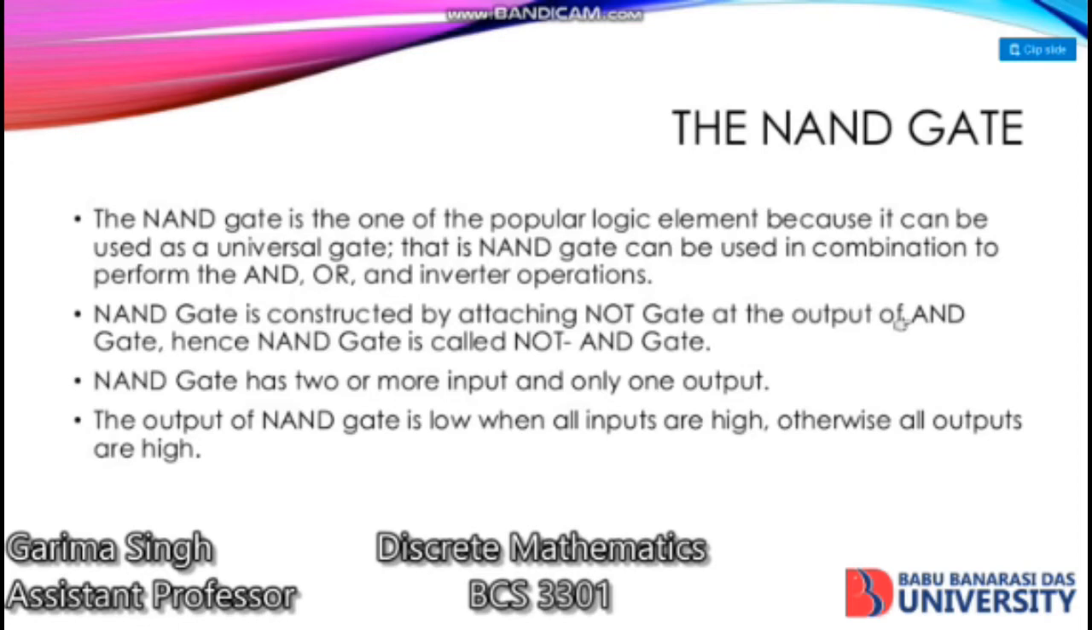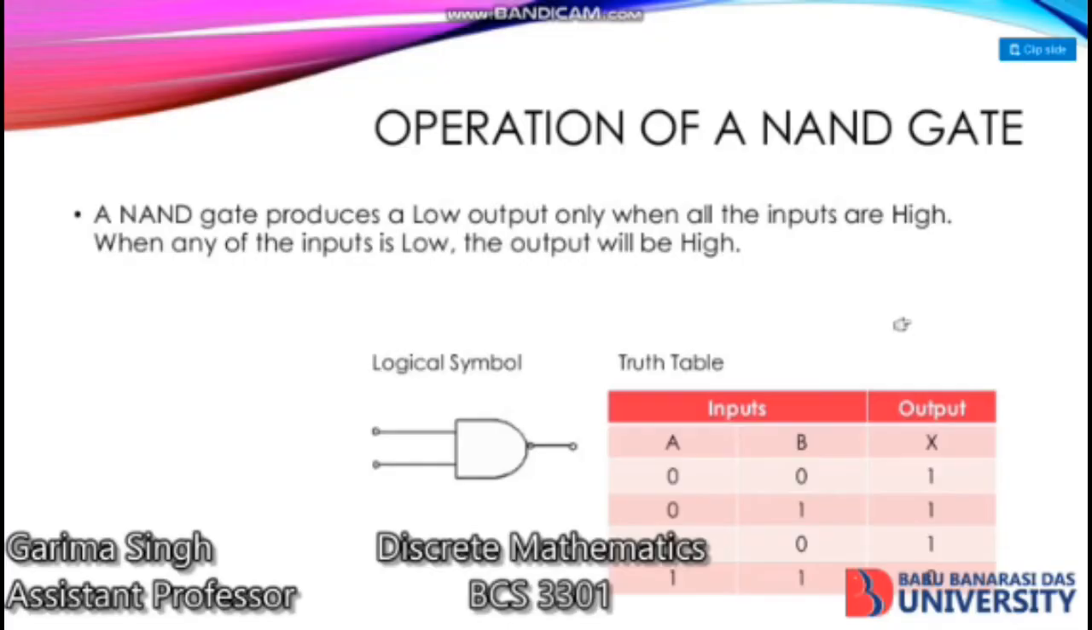Okay, and it is also called a NOT AND gate. NAND gate has 2 or more input and only one output. The output of NAND gate is low when all the inputs are high. Otherwise, all the outputs are high here. The operation of NAND gate is that a NAND gate produces a low output only when all the inputs are high. When any of the input is low, the output will definitely be a high value. You can see this in the truth table.